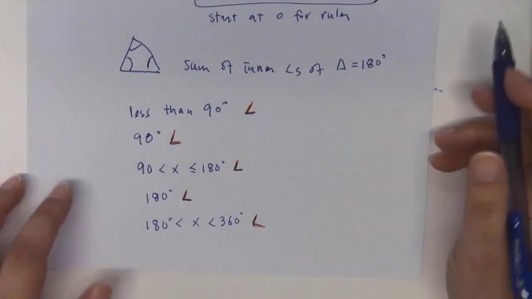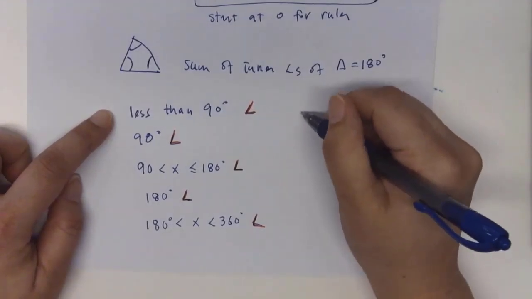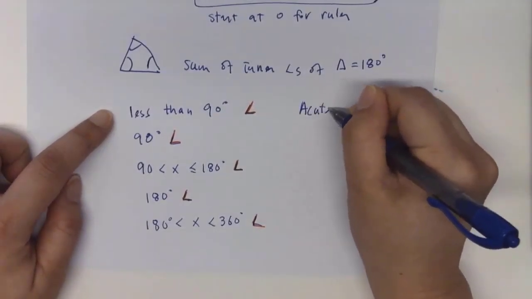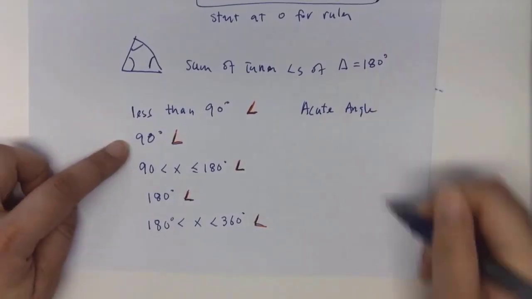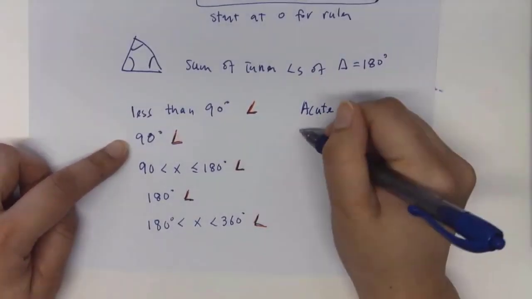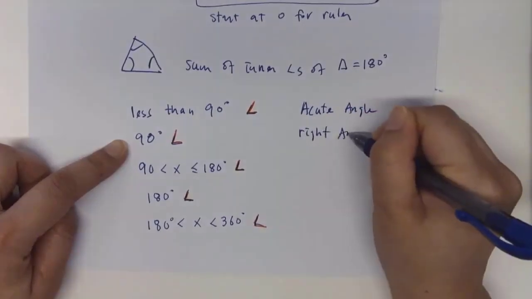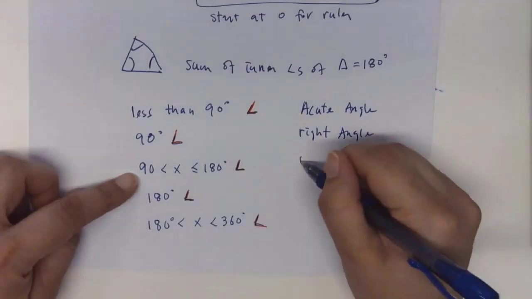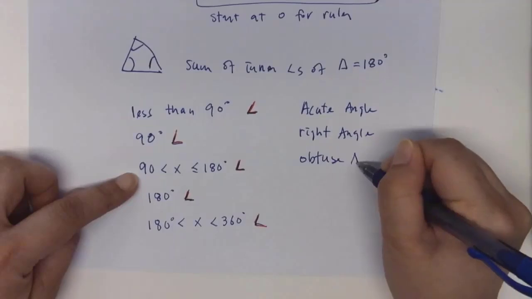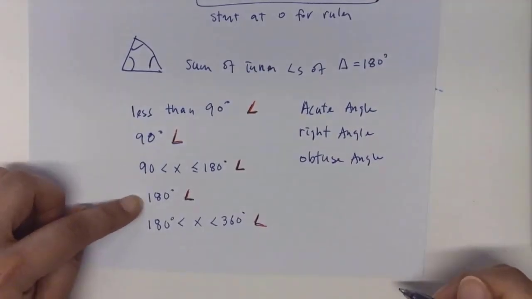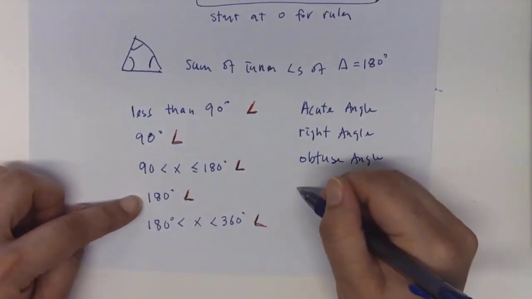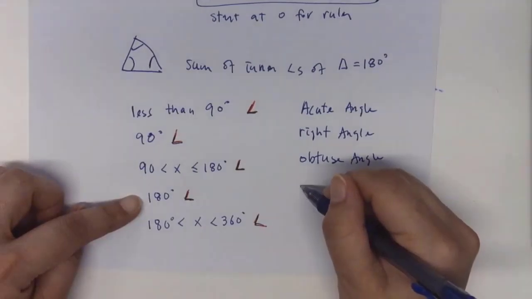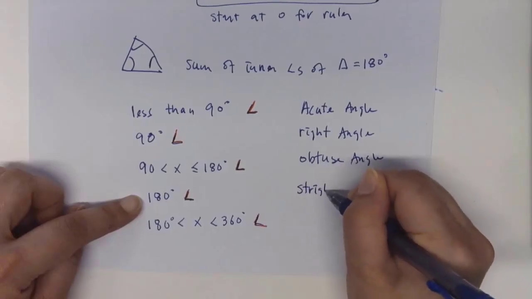Less than 90 degrees, what kind of angle is that? An acute angle is very cute, right? An acute angle. 90 degrees is a right angle. Between bigger than 90 but less than 180, an obtuse angle. A 180 degree angle is a what? No. A straight angle. It looks like a straight line, right?